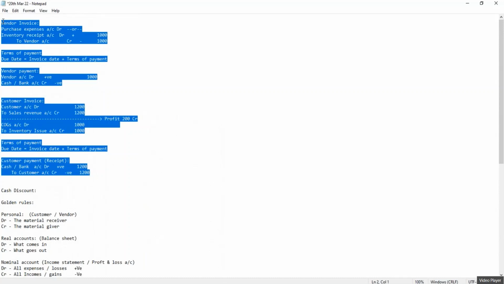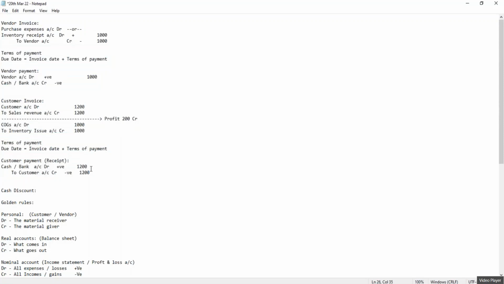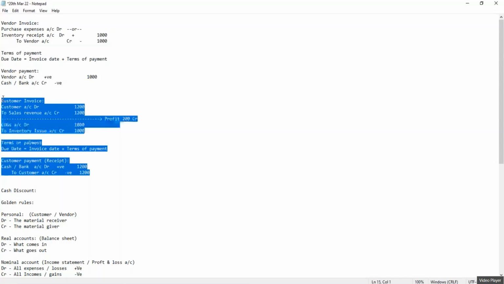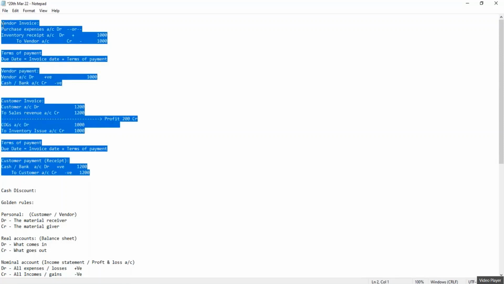For knowledge purposes, I'm introducing so many words, almost 7-8 hours we have discussed. Many people are asking me what I have to practice in the system. You are explaining so many things, but only 4 items you need to practice: vendor invoice, vendor payment, customer invoice, customer payment. That's it. You need to do that in the system.